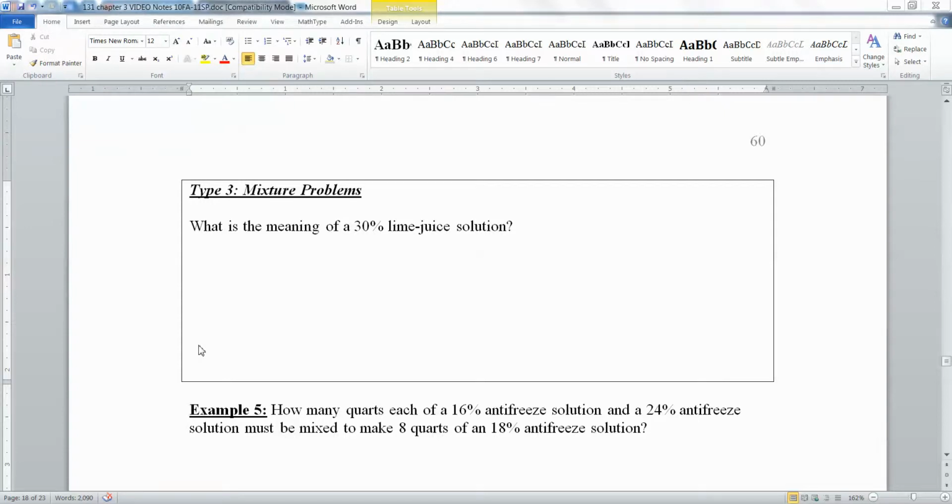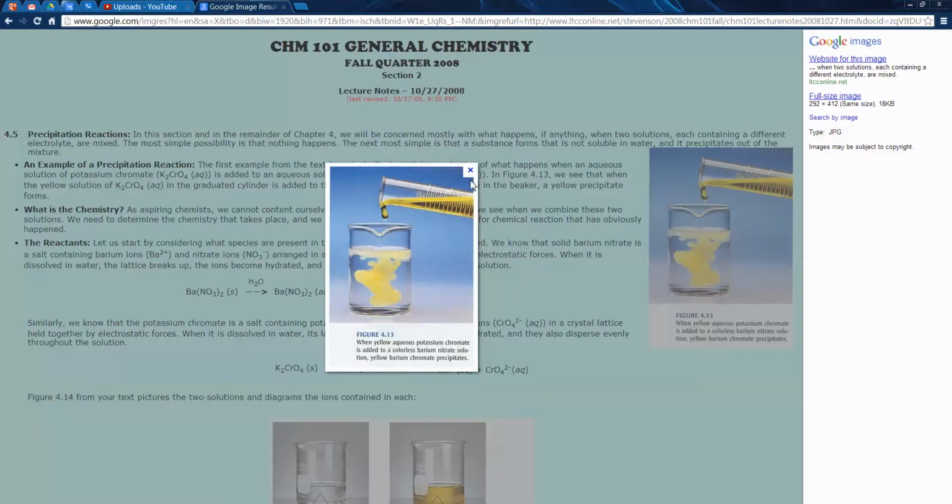Now we'll tackle the mixture problems that we know and love so well from science class. So let me just remind you what it means for a 30% lime juice solution. I'm just going to go to Google here. And I don't know what page this is, but that's a great picture of a mixture. So pretend that that yellow stuff, whatever that is, pretend that that's lime juice, right?